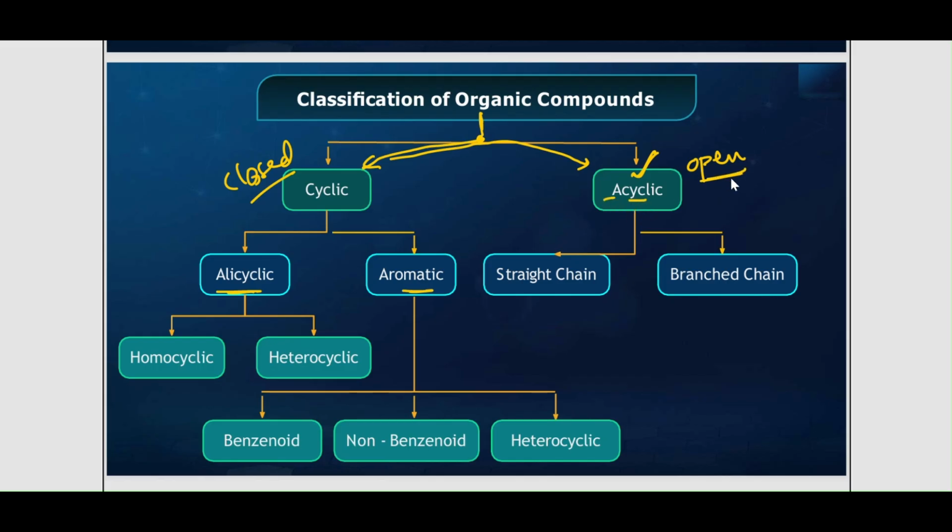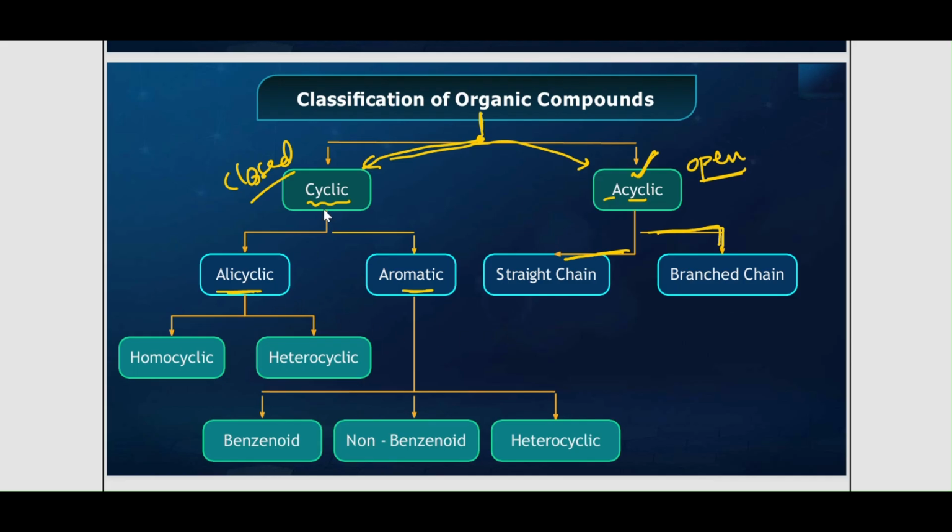It is open. Right. Now another one is cyclic. That means it is not open, it is closed. The carbon atoms are arranged in a closed format. Clear? Now these open chain compounds are divided into two types. One is straight chain, another one is branched chain. Acyclic compounds are divided into straight chain and branched chain.